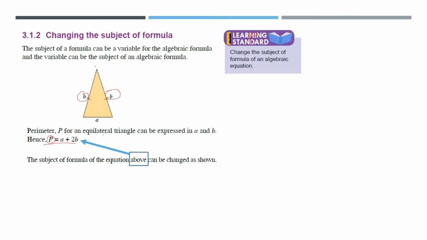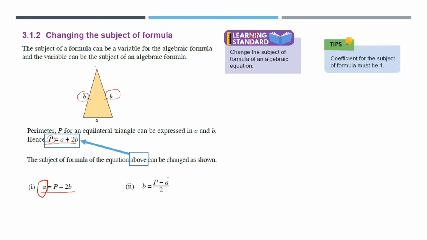Look at the subject P equals A plus 2B. It can be changed to this one: A equals P minus 2B. So the subject here has already changed to A. It's not P anymore, but the subject now is A. A equals P minus 2B. Or it can also be changed to B equals P minus A over 2.